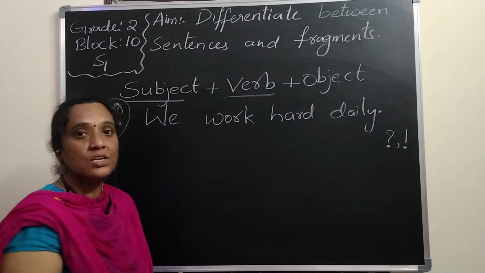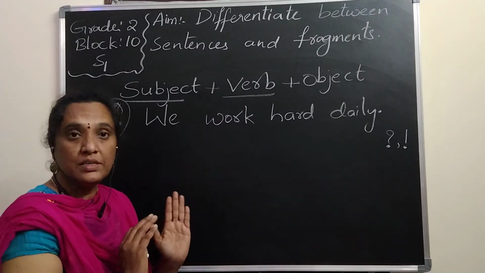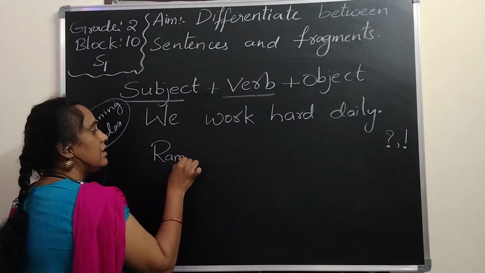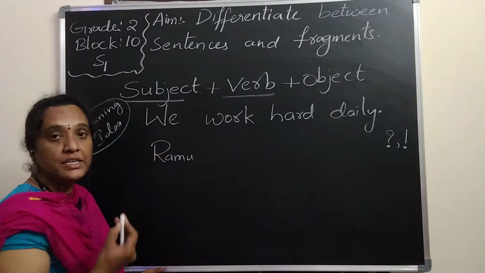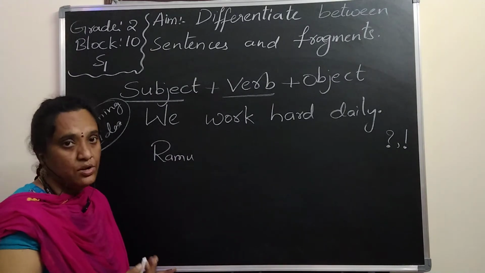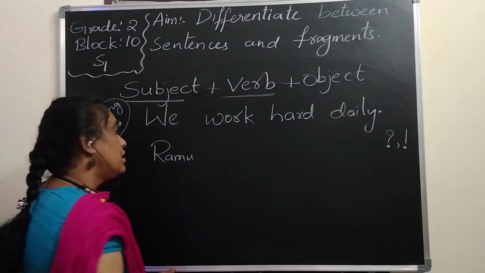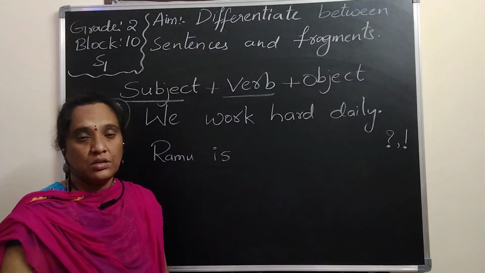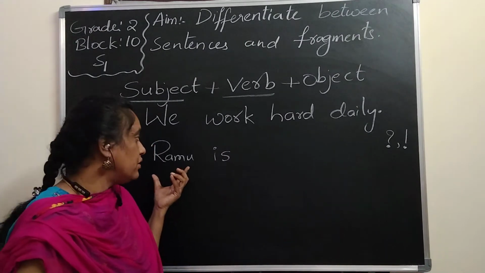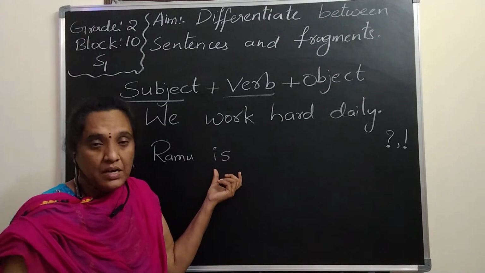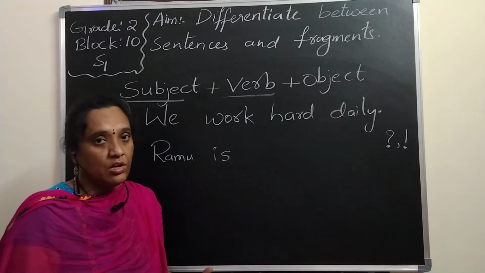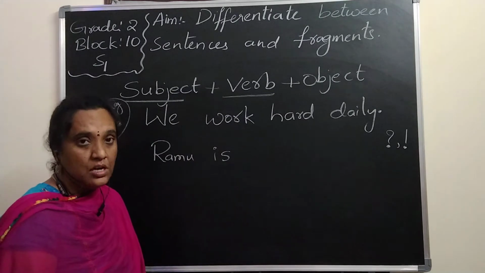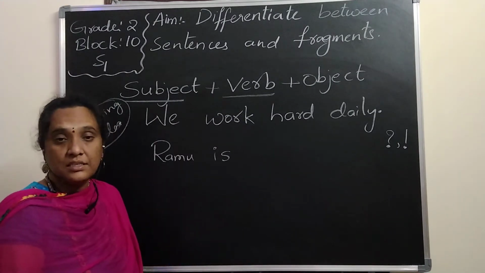Okay. Now let us see what fragments are, because you want to differentiate between sentence and fragment. Now if I say Ramu, simply Ramu. Is it a sentence? No, it is just a subject. If I simply use Ramu is, can you see whether it is a sentence? Ramu is a subject, is a helping verb. Is, am, are, was, were, these are the helping verbs. Now Ramu, a subject, and the verb is we used. Now does it become a sentence? No, it doesn't have any meaning.